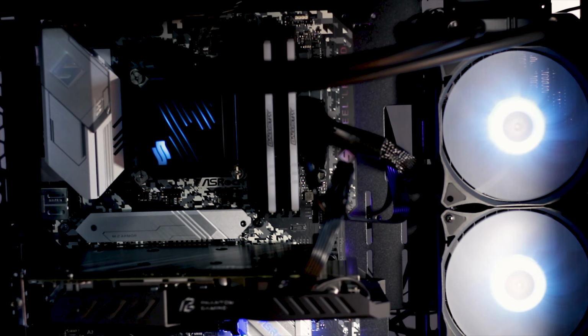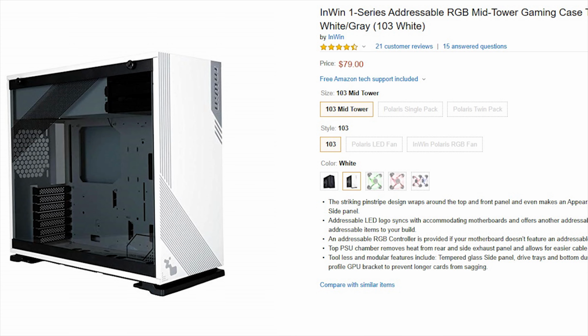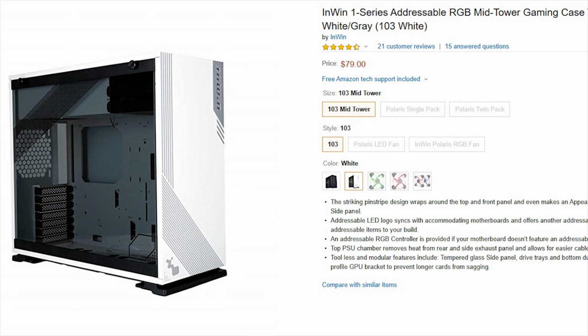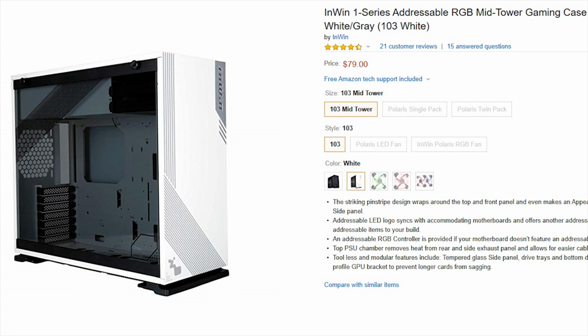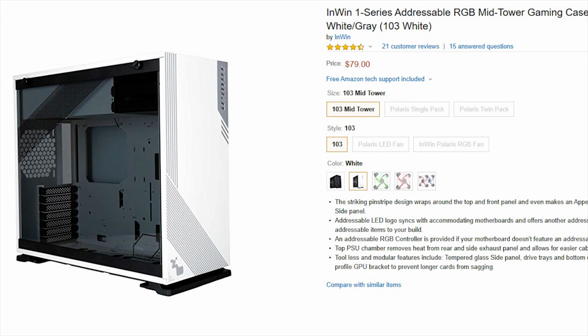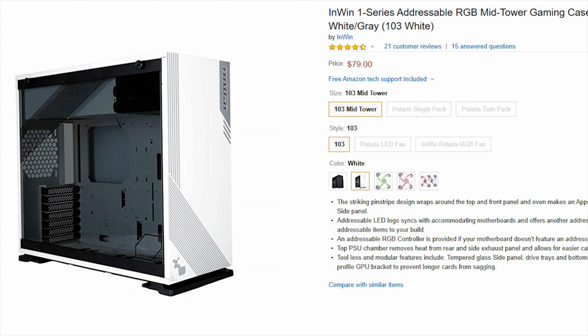The InWin 103 can be had for approximately $80 or euros, and at this price point, there are not a lot of options available with this level of build quality and features. I am talking about the build quality and features only.